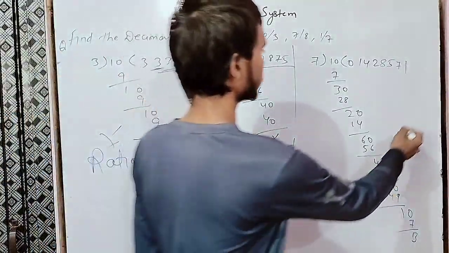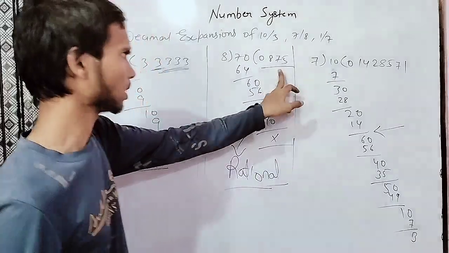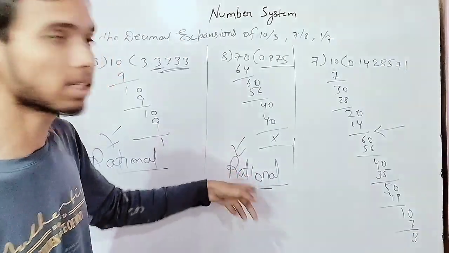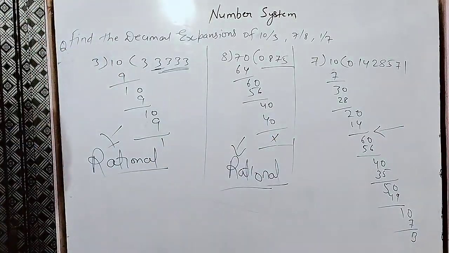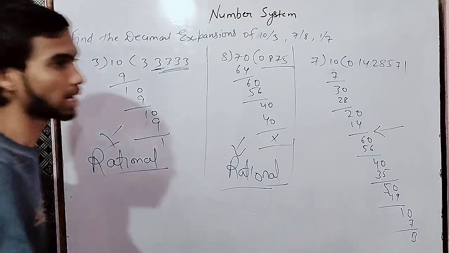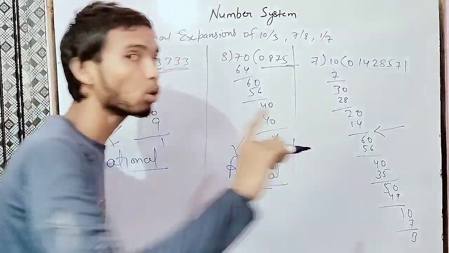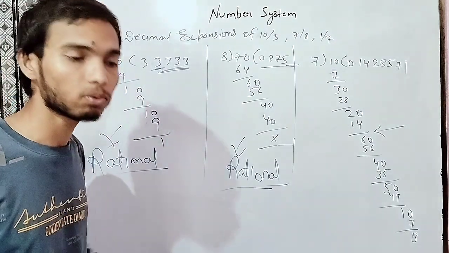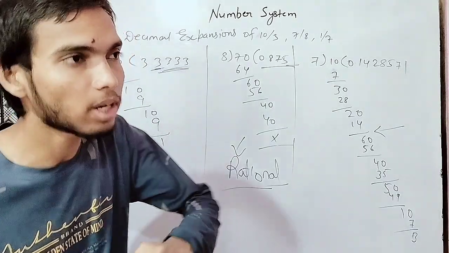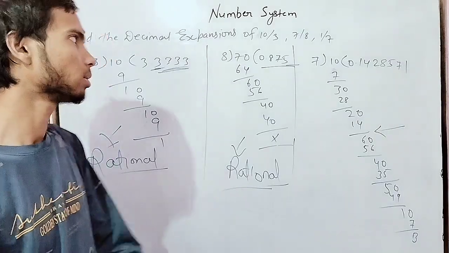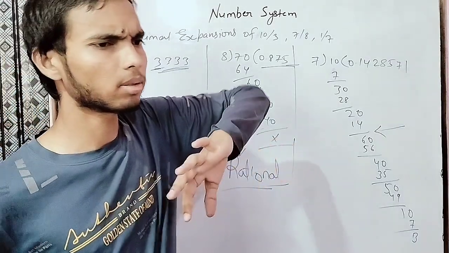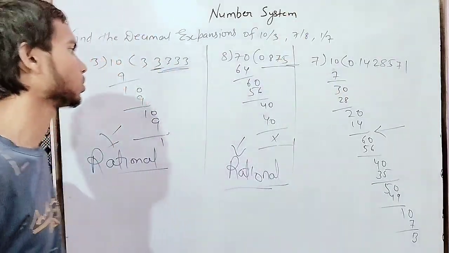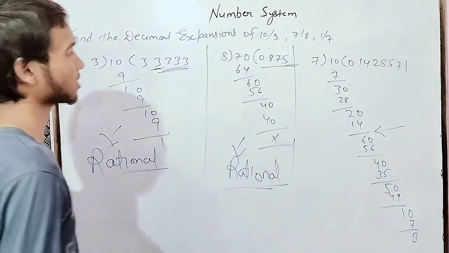Here in this, you can see there is an end. Here is also an end. It will be considered rational, but it will not be considered irrational, because irrational means there will not be an end after the decimal, and the numbers will keep going on till the end. Numbers after the decimal will keep going on. So that rational will be considered irrational.